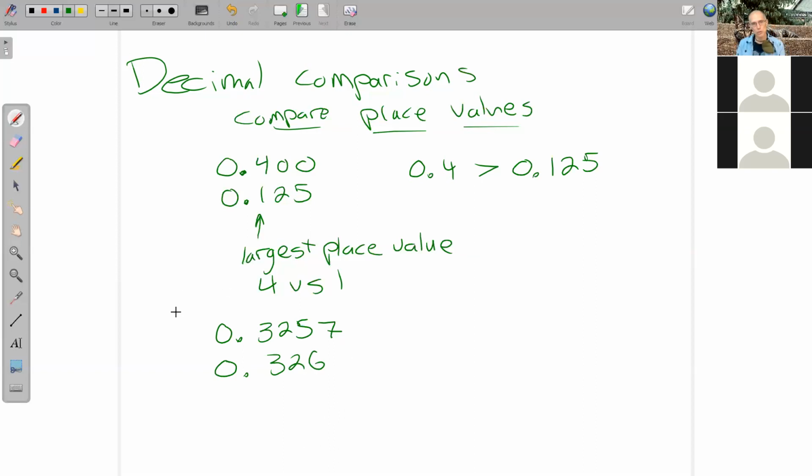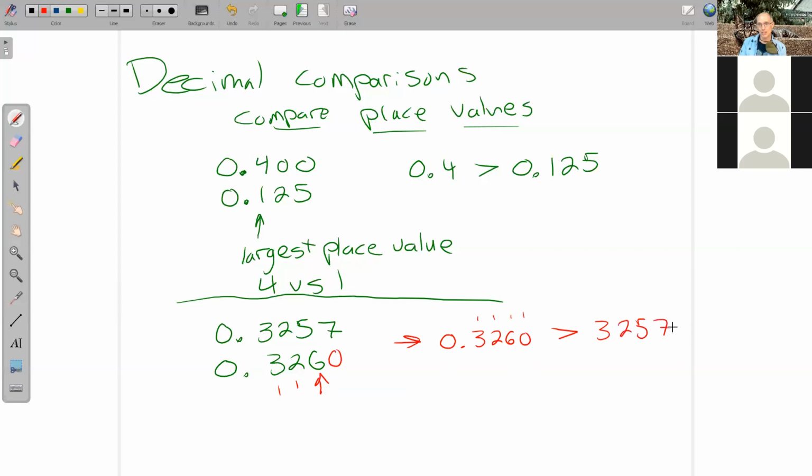So comparing these two here, they don't have the same number of places, so it can be helpful to fill in any missing places. And then identify where they differ. And so they differ here. So that's the first place that's different, and this one has more thousandths than that one does. So then that leads us to say, okay, 3,260, let's see, what do we have? Tenths, hundredths, thousandths, ten-thousandths. 3,260 ten-thousandths is greater than 3,257 ten-thousandths.